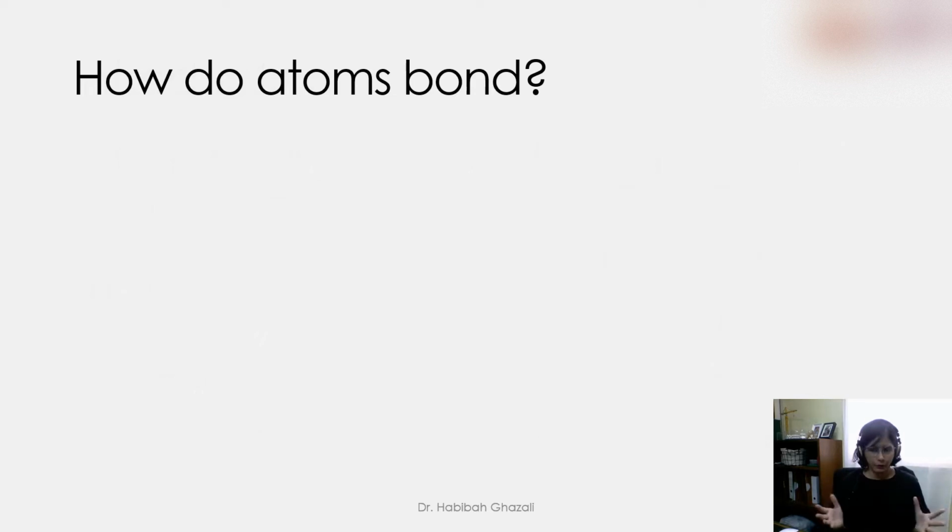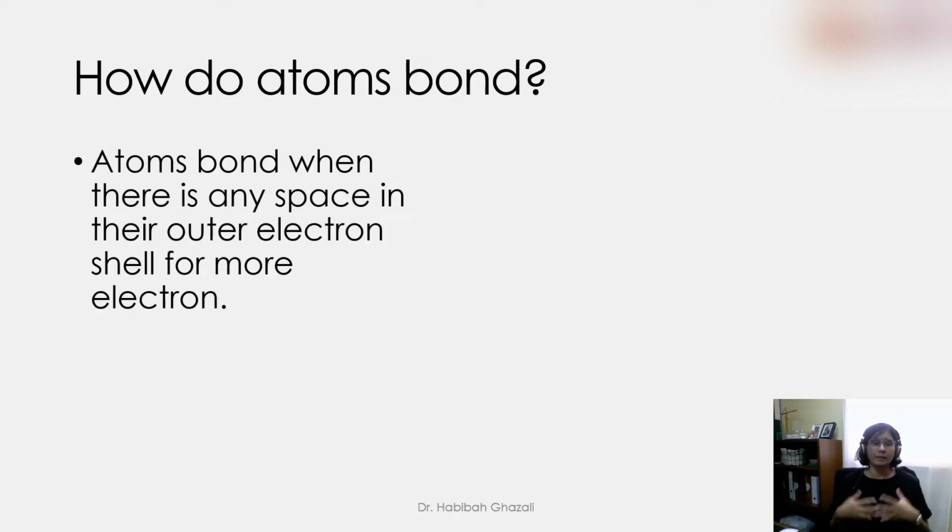Before we go any further, I would like to talk about how atoms bond. Atoms bond when there is space in their outer electron shell for more electrons. When the outermost shell is not complete, they're not stable. They want to be stable, so they will start forming bonds. They will either donate, lose, or share electrons between them, but whatever it is, it is to make the outermost shell full so that they are stable.